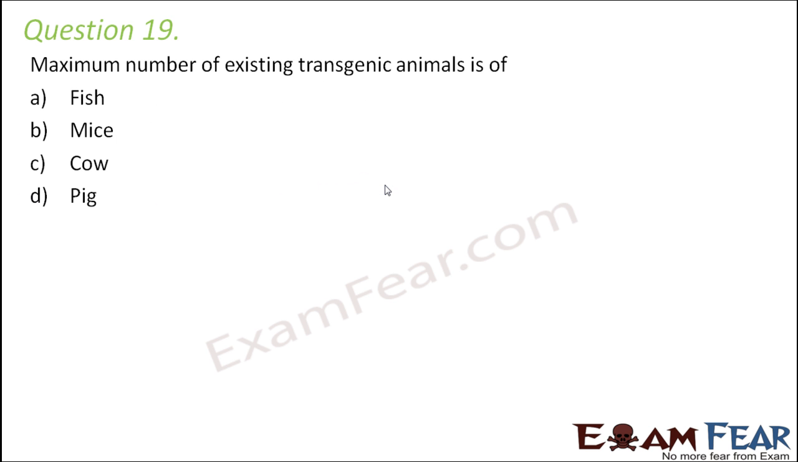Question number 19. The maximum number of existing transgenic animals is of fish, mice, cow or pig. So the maximum number of transgenic animals are that of mice. Transgenic animals, we all know, are those where the DNA is manipulated to possess and express a foreign gene. So that's transgenic.